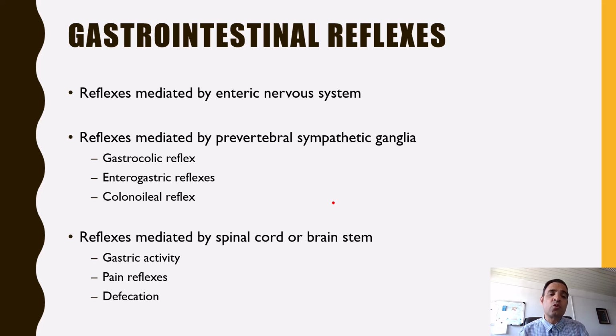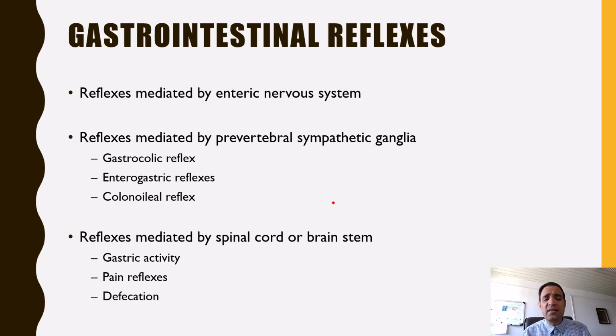Another reflex is colonoileal. When the remainder of the food enters the colon and the colon is stretched, the colon sends information back to the intestine and tells the intestine, please stop for a while to let me manage this load and then send another one. These are reflexes that are not possible by the enteric nervous system and use the autonomic nervous system.